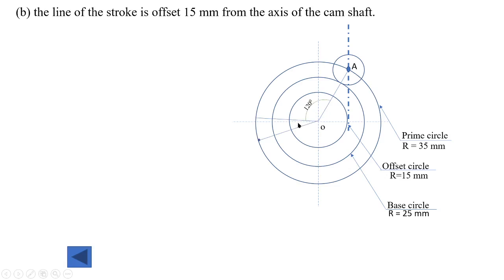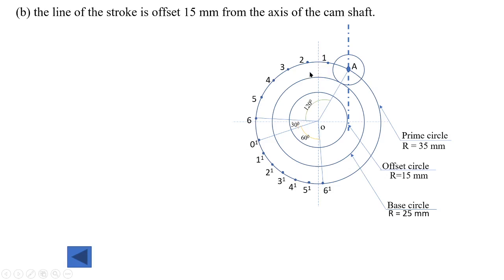Now measure 30 degree. This 30 degree represents the dwell period. Mark 60 degree. This 60 degree represents the return stroke. The remaining 150 degree represents the dwell period. Now divide this outstroke into 6 equal parts and name the division points as 1, 2, 3, 4, 5, 6. Similarly, divide the return stroke into 6 equal parts. Name the division points.